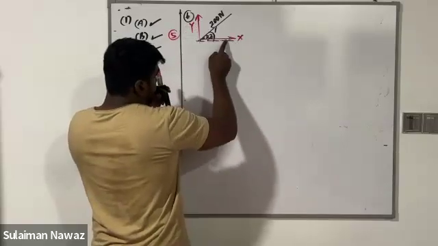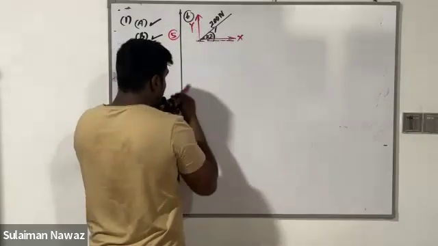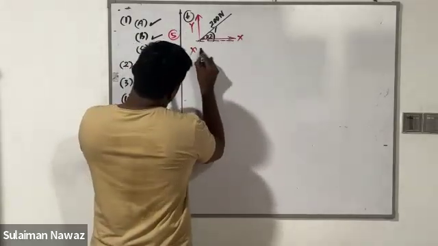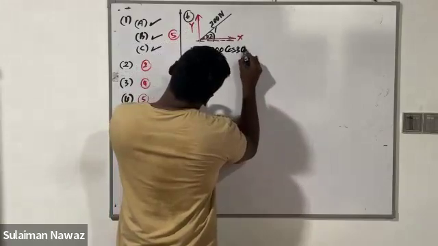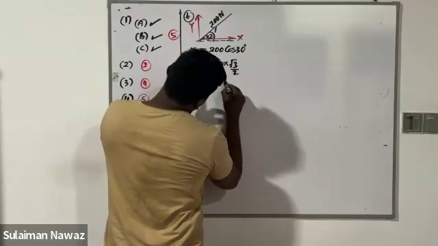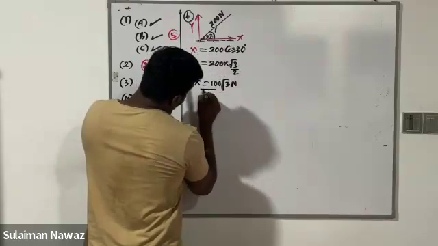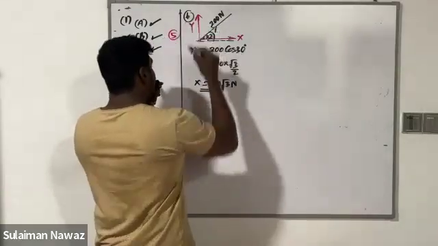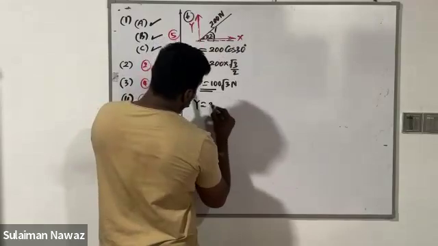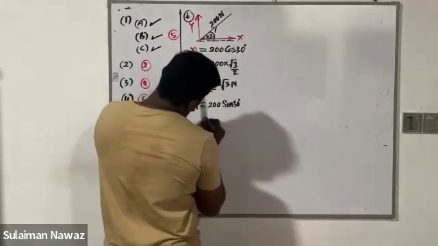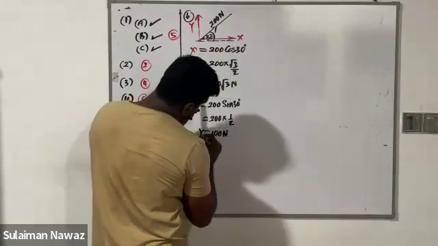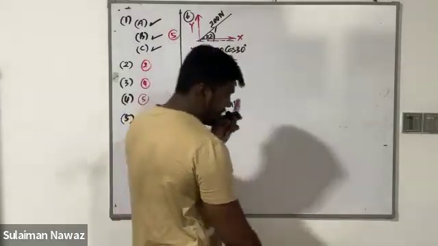X means the horizontal component, the one that touches the angle. So x means 200 cos 30. Am I correct? 200 cos 30, where cos 30 is root 3 over 2, so x is 100 root 3 Newton. Vertical component y is 200 sine 30. X is 200 cos 30, y is 200 sine 30. Sine 30 is half, so 100 Newton is your y. Question number 6 is also done.